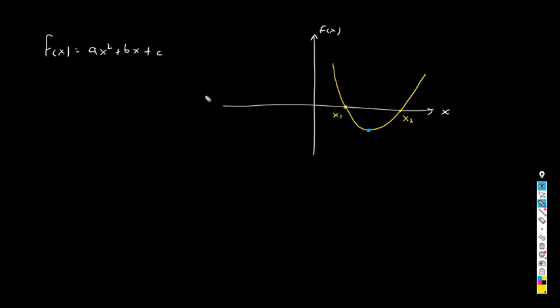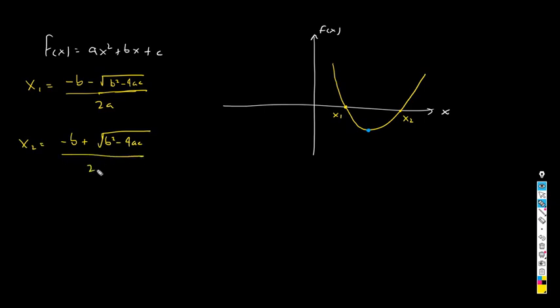Now, what are those x-intercepts? They're the zeros, right? The zeros of this function. Remember, the zeros or the roots. And if you remember, we can get those zeros by applying the general formula. One zero will be minus b minus the square root of b squared minus 4ac over 2a. That's going to be one of my zeros, or one of my roots. And the other one will be minus b plus the same radical over 2a.